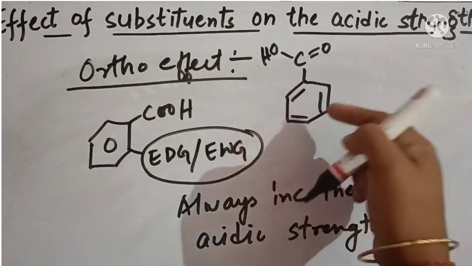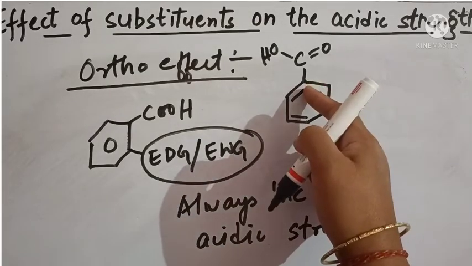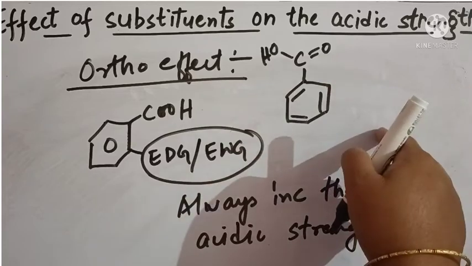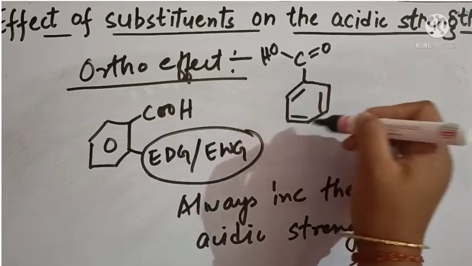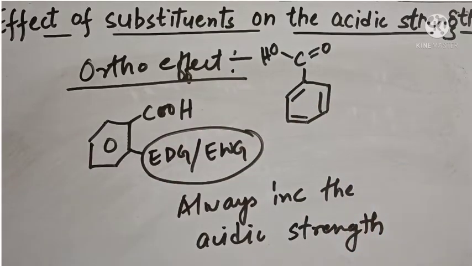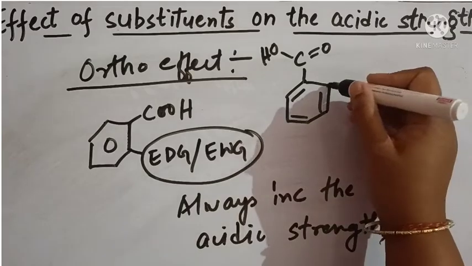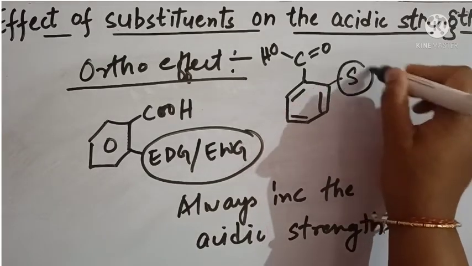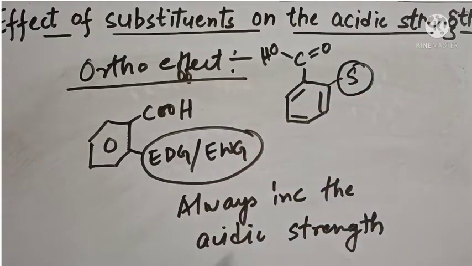So the hybridization, as it is sp2 hybridized, it is trigonal planar. That means this particular benzene ring and this carboxyl group lie in the same plane. Okay. So what will happen if any substituent is present at the ortho position?